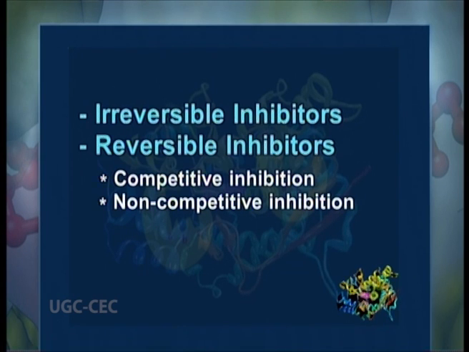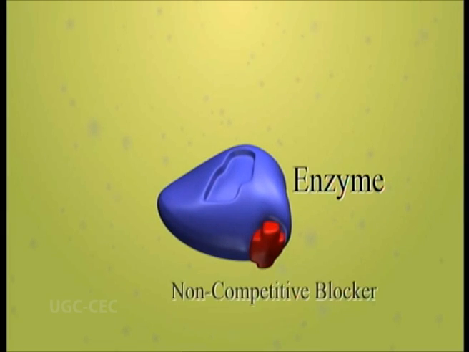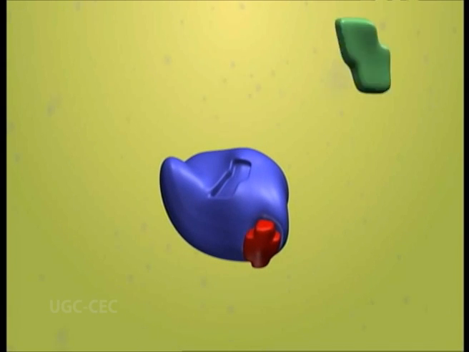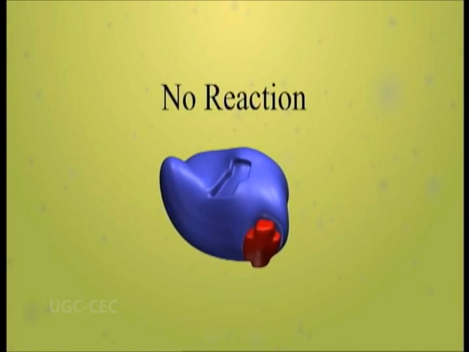Second is non-competitive inhibition. In non-competitive inhibition, the inhibitor binds to the enzyme at a site other than the active site. Inhibitor binding alters the enzyme's three-dimensional configuration and blocks the reaction. Metal ions including copper, mercury and silver act as non-competitive inhibitors of many enzymes by binding reversibly to the SH group of cysteine, the amino acid that forms disulfide bridges. This disrupts the structure of the enzyme.